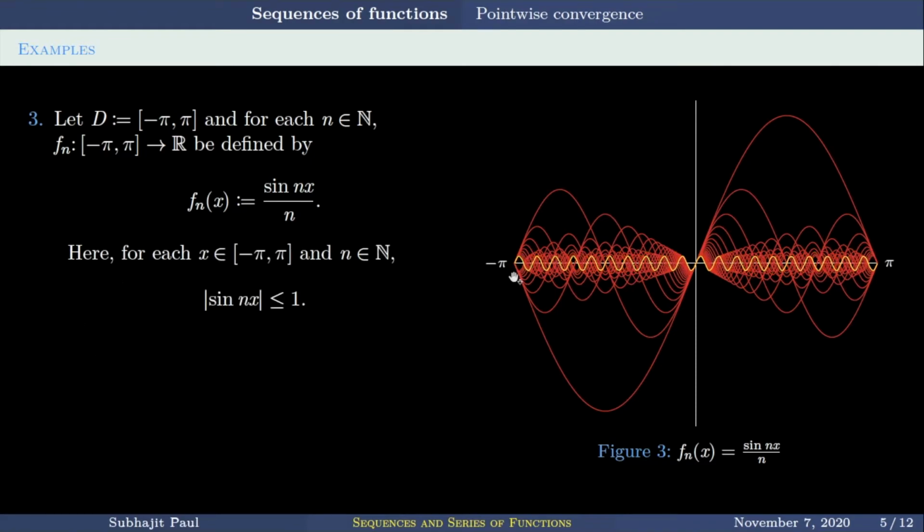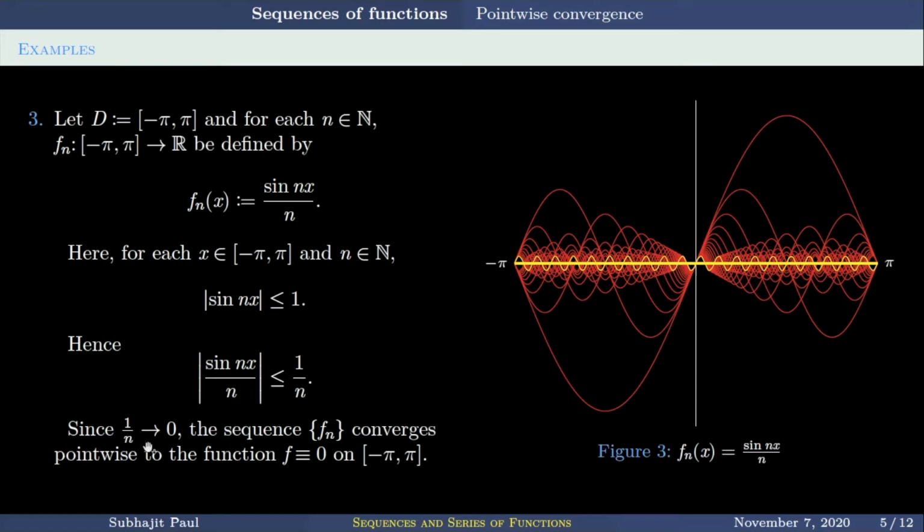So here we guess that the graphs are going very close to the x-axis once again, and that is indeed the case, as we prove here mathematically. For every point x, we know that modulus of sine nx is smaller than or equal to 1, and therefore mod of sine nx over n will be smaller than or equal to 1 over n. So since 1 by n tends to 0, as earlier, the sequence fn converges pointwise to the function f equal to 0 on minus pi to pi.